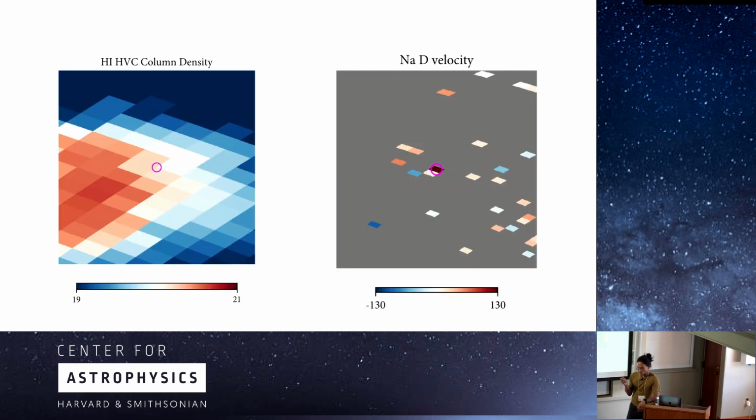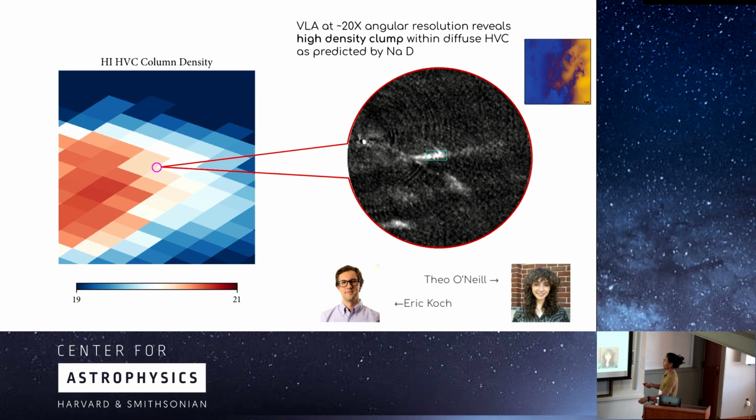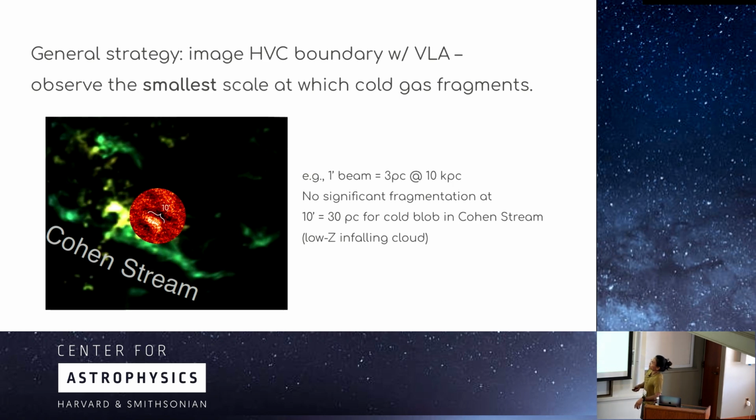Enough of that. So we have this fun VLA program where we go and target some of these interesting high velocity pixels from the sodium map. This is done with work with Eric Koch and Theo O'Neill. This is the M81 group, and we do actually, for a lot of the cases, have positive detections of indeed cold clumpy stuff. So the million-dollar question is, right, what is this cold clumpy stuff? Is it turbulent boundaries or is it cold condensation? That's for the crowd to decide.